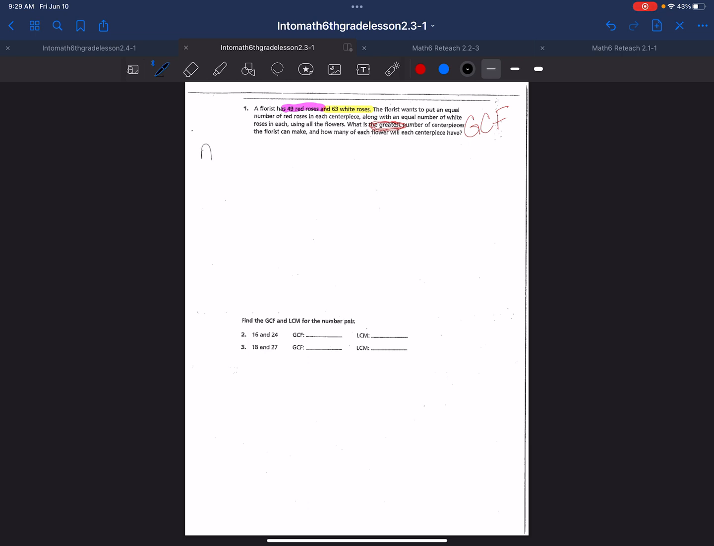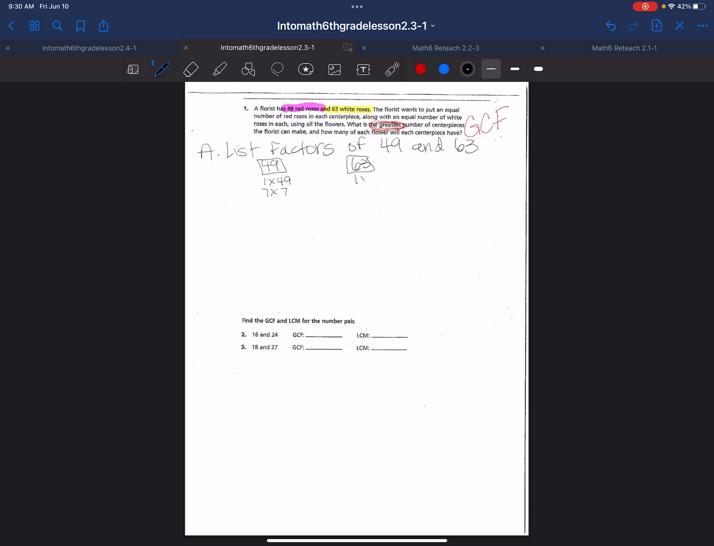Let's do step one. Step one, we need to list the factors of 49 and 63. Remember, when we're talking about factors, we're saying what numbers can go into it evenly. So I always start with saying, well, I know 1 times 49. Always start with 1 and then think of other multiplication factors that go in evenly. And then I have 7 times 7.